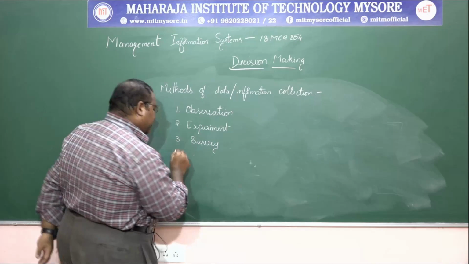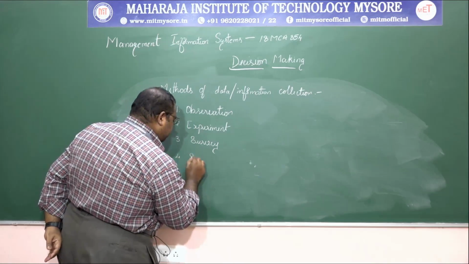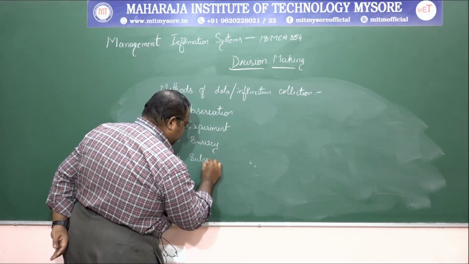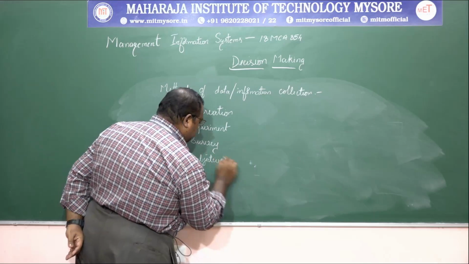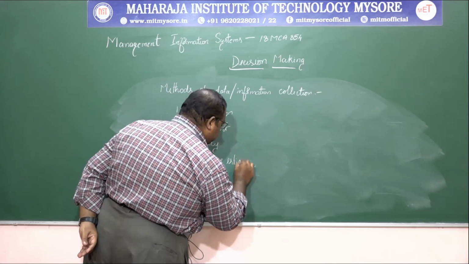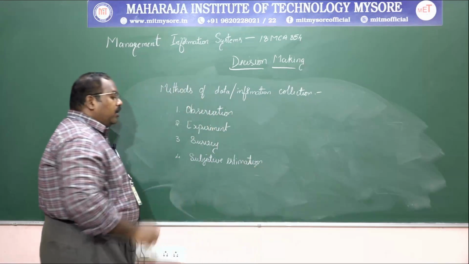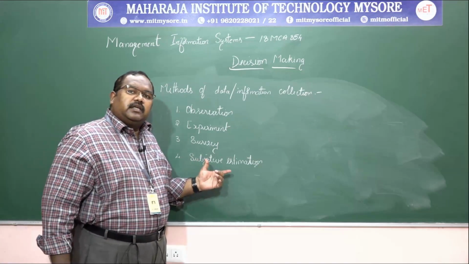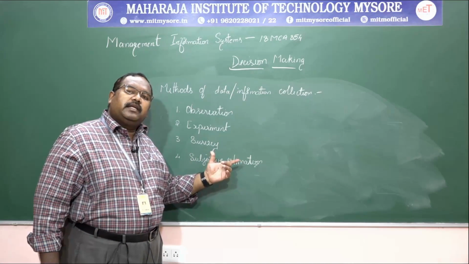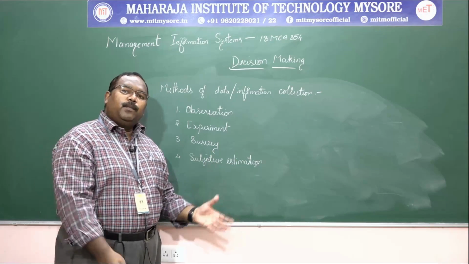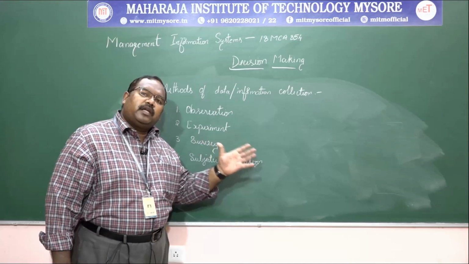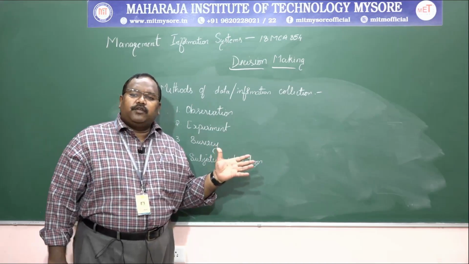Next is subjective estimation. The importance of a particular subject is calculated and estimated. So then we get to know the importance of that entity or a particular subject. This is called subjective estimation.